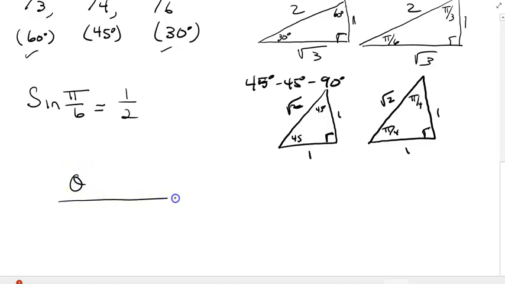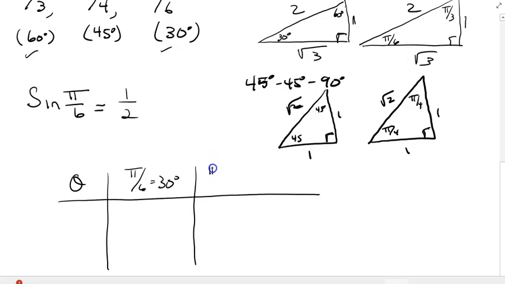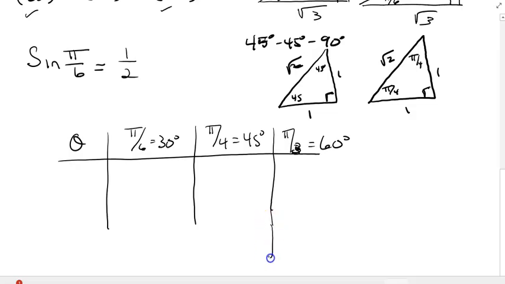But let's take a look. For different theta, I can do pi over 6, which we know equals 30 degrees. I can do, we'll do them in order, pi over 4, which is 45 degrees. And I can do pi over 3, which is 60 degrees. Now, I can get the sine, cosine, and tan of each.